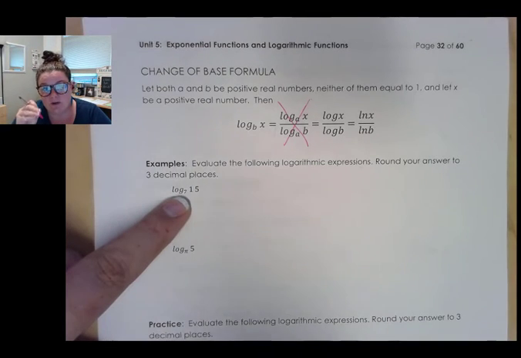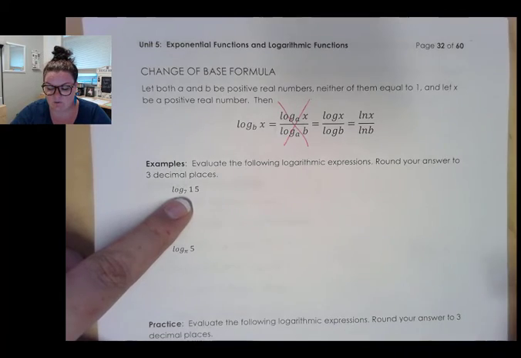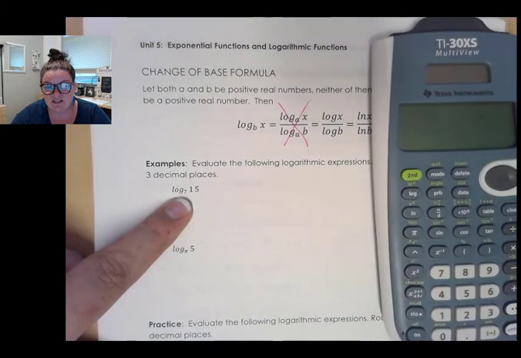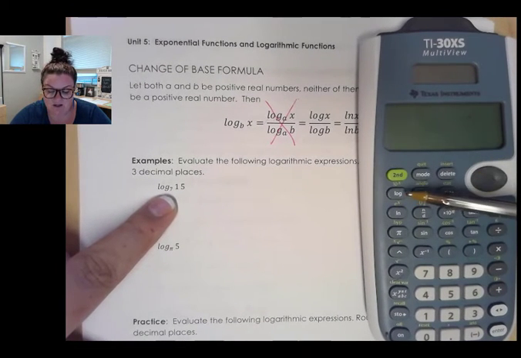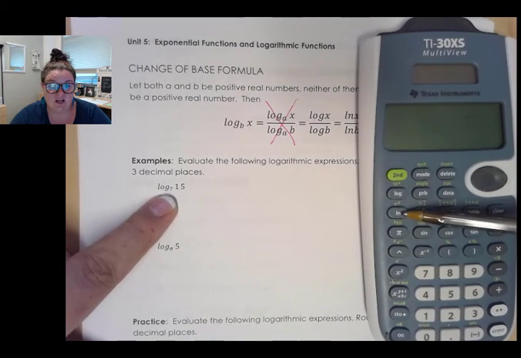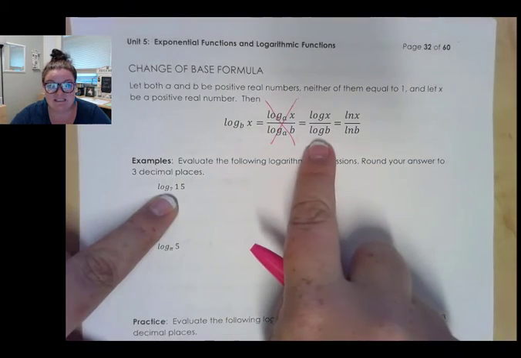The reason we would want to change a base from something like 7 is so that we can punch it into our calculator. So the things I would like to change it to would be a log base 10 or a log base e, which is our log or our natural log. And notice the formula is the same.